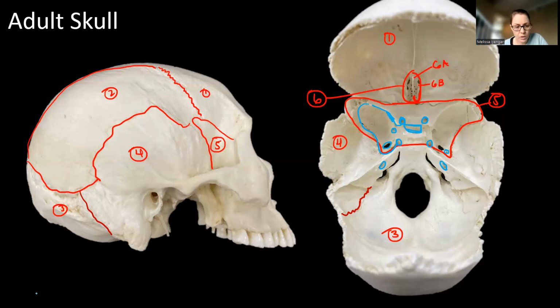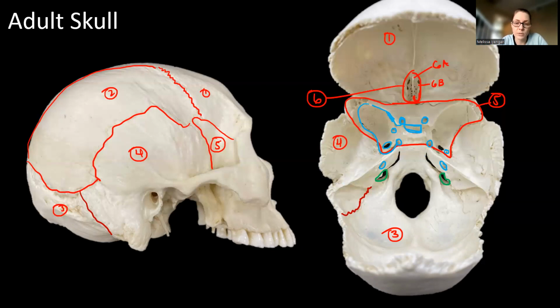And then this nice big hole here, big enough that I usually tell my students you can fit a plastic straw through, except we are in California and they don't sell plastic straws anymore. So a paper straw, you can put a paper straw through, is the jugular foramen.